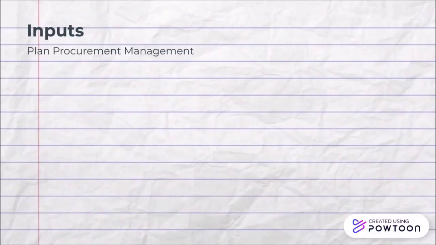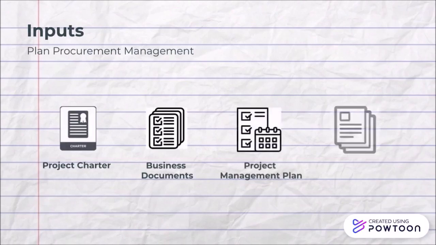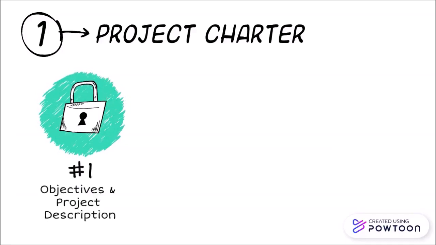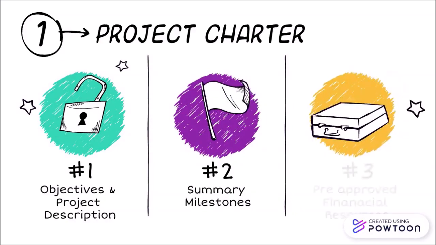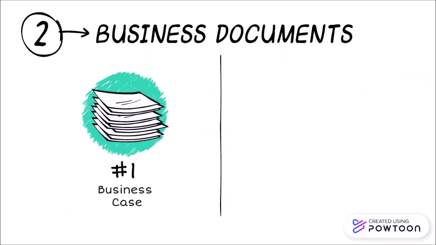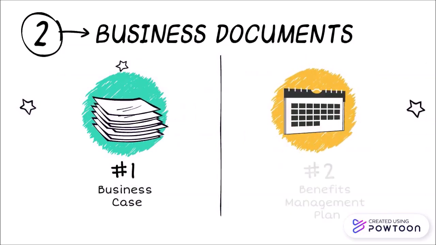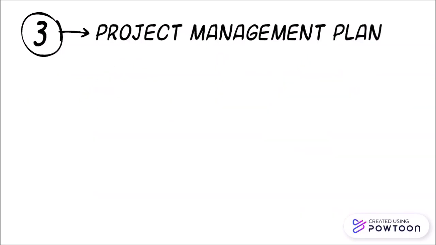The inputs of the plan procurement management process are project charter, business documents, project management plan, and project documents. Let's look at them one by one. The project charter contains the objectives, project description, summary milestones, and the pre-approved financial resources. The business documents include a business case that needs to be aligned with the procurement strategy and a benefits management plan that will drive the procurement dates and contract languages.